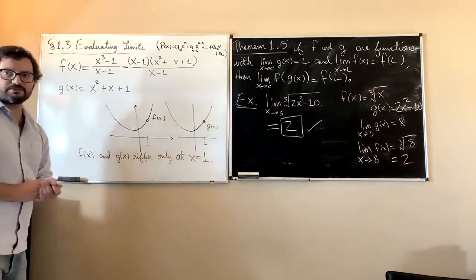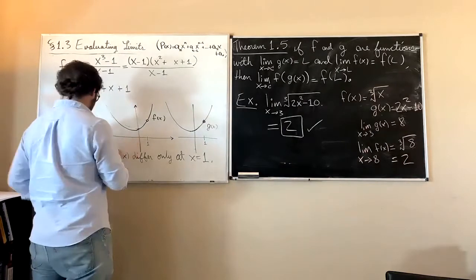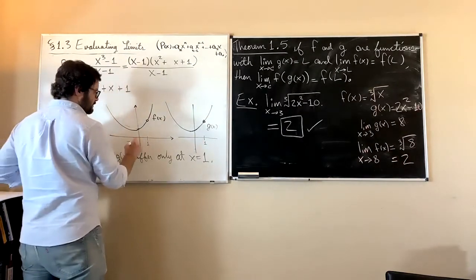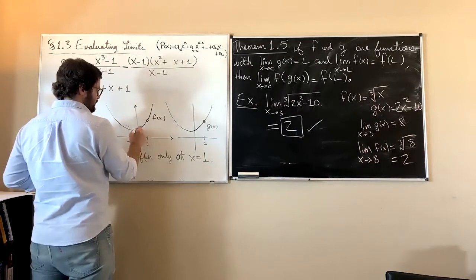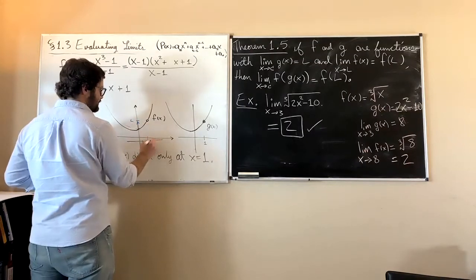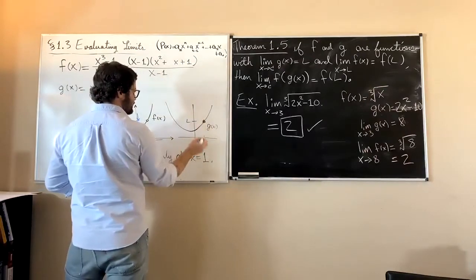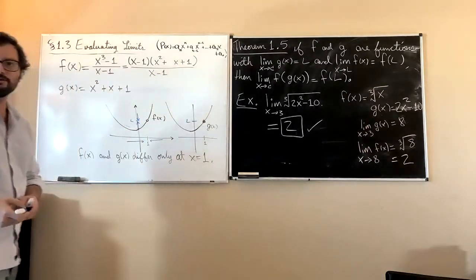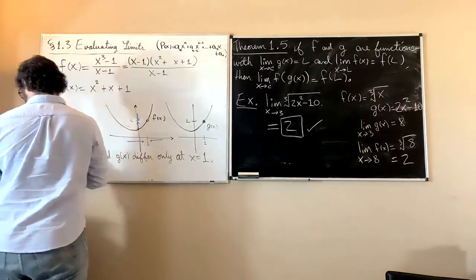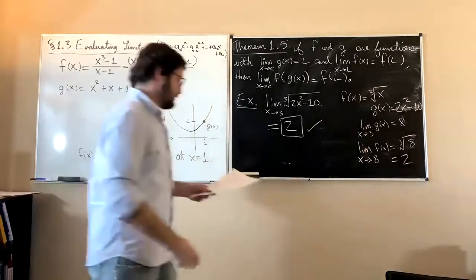But just looking at these pictures here, we see that as we approach 1 from the left and the right, we're approaching this limit. And that limit there is precisely g evaluated at that missing point. So this leads us to our next theorem.